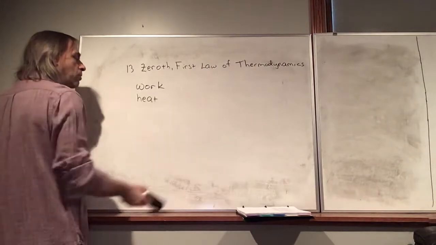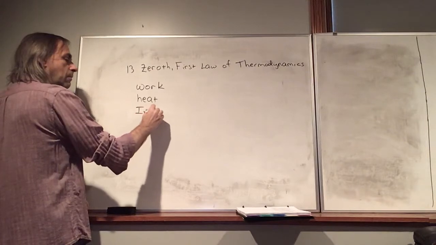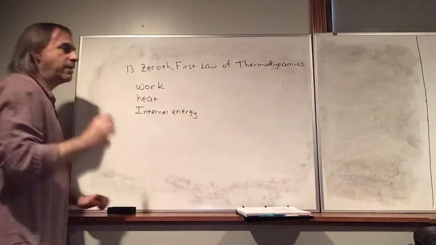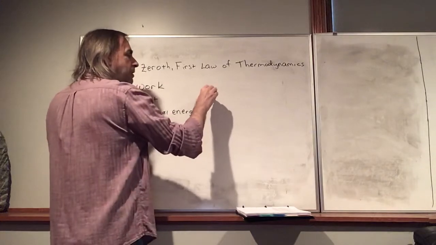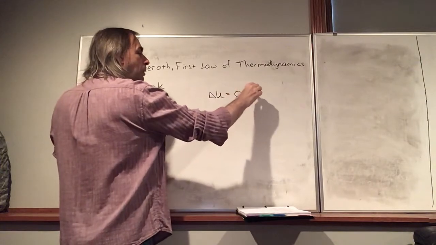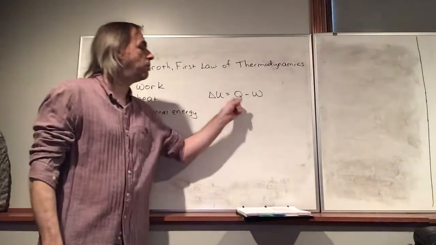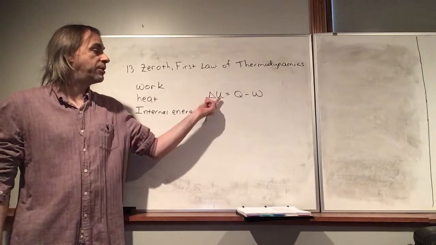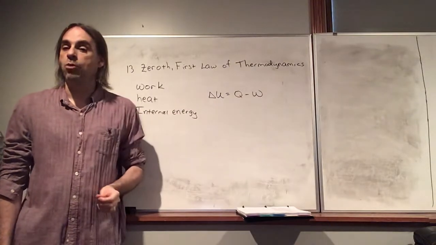I'm going to change this to internal energy just to be a little more precise. And I'm going to write the first law of thermodynamics as an equation, and then we'll talk about it. It's kind of a straightforward equation, but we have to be a little bit careful about it. So just writing down the equation: delta U equals Q minus W. So U is internal energy, so we're talking about a change in internal energy. Q is heat, W is work.